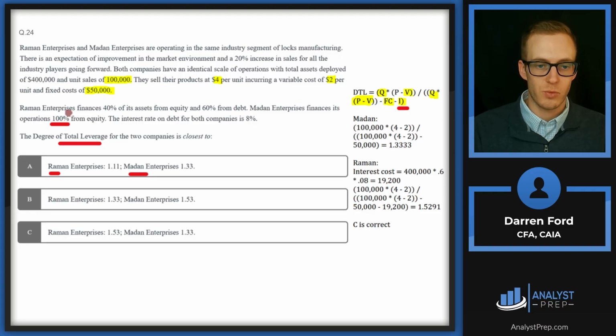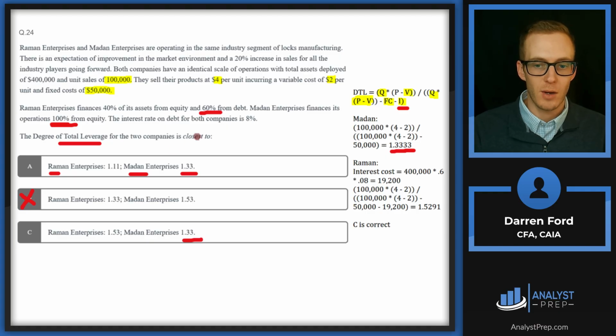And that is because Raman finances 60% from debt and Madan finances 100% from equity, so they'll have no debt. So Madan is going to be more straightforward in that they won't have interest cost. So we'll calculate that first. In our numerator, we have 100,000 times 4 minus 2. And then we're going to divide that by 100,000 times 4 minus 2 and then minus 50,000. So we get 1.3333 as their operating or total leverage. So we have that answer here and here, so we can rule out B.